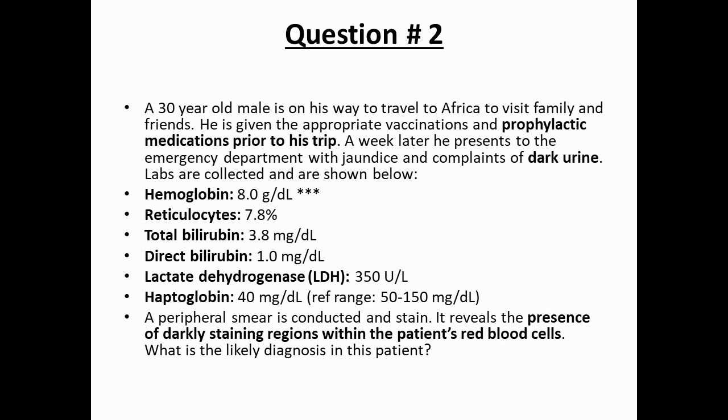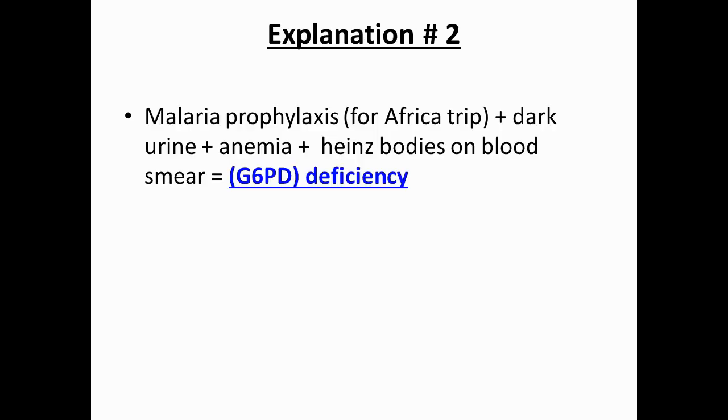As we have seen before, darkly staining regions in red blood cells are mostly Heinz bodies, and he went to Africa and took prophylactic medication. Africa has a high prevalence of malaria, so he has to be given prophylaxis for malaria, maybe hydroxychloroquine or another malaria drug. So malarial prophylaxis for an Africa trip, dark urine, anemia and Heinz bodies in the blood show that this person has G6PD deficiency.